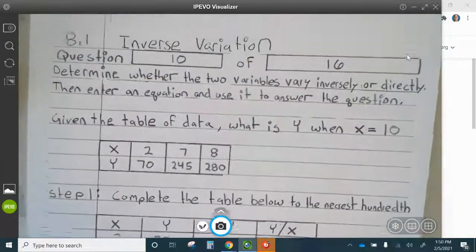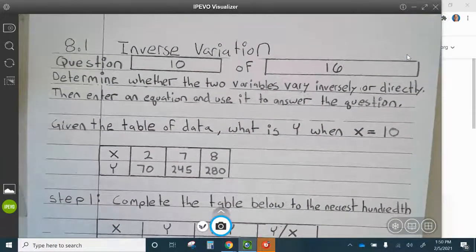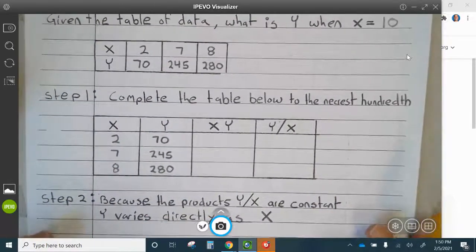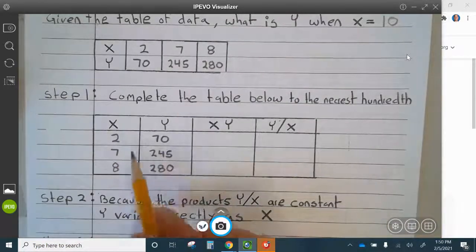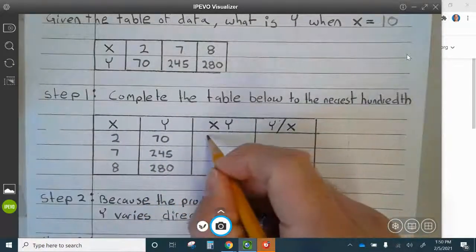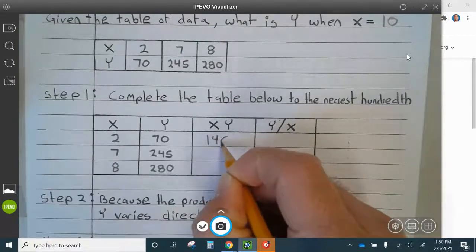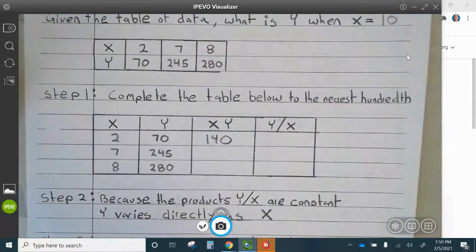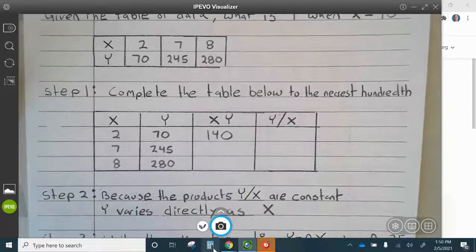Okay, question 10. Determine whether the two variables vary inversely or directly, then enter an equation and use it to answer the question. Given the table of data, what is y when x equals 10? So you have your table. Now it says complete the table below to the nearest 100. Okay, so we do x times y. Well, 2 times 70 is 140. Okay, now we can use our calculator.